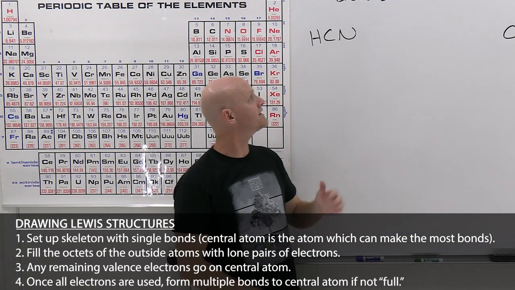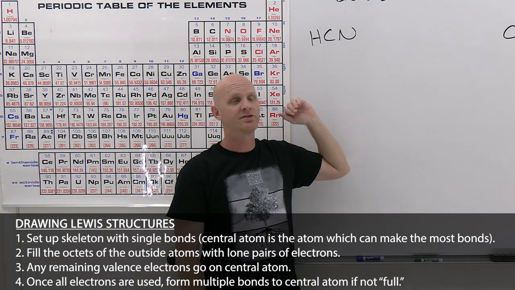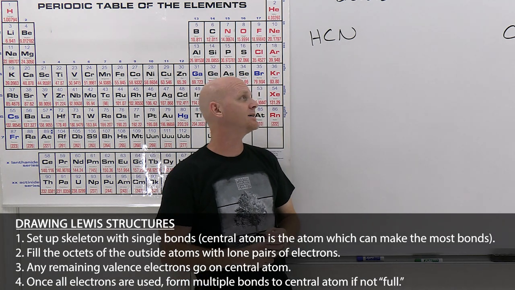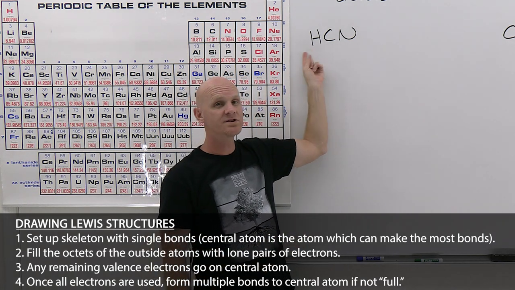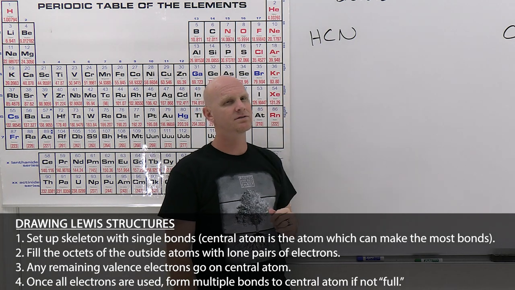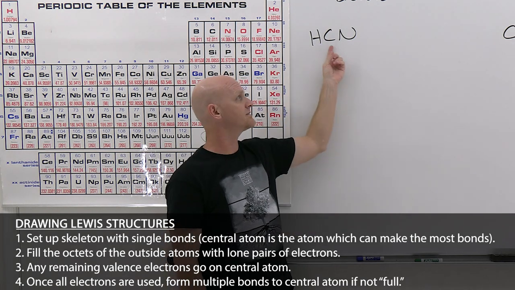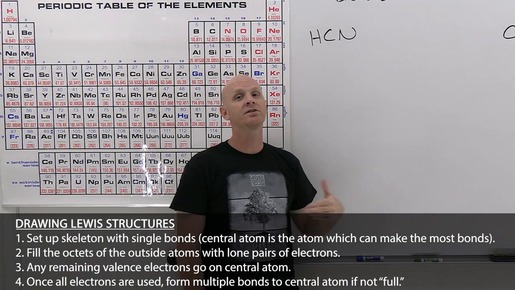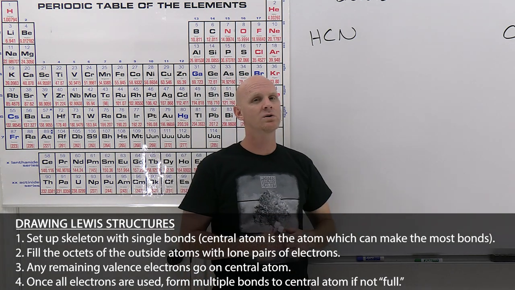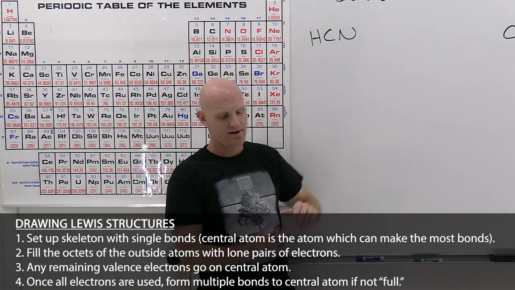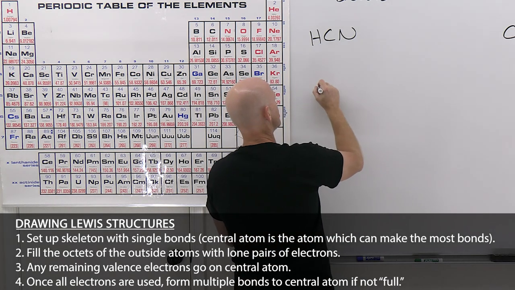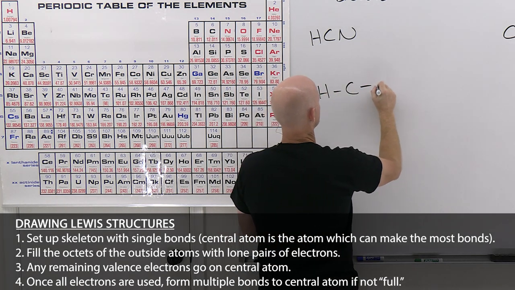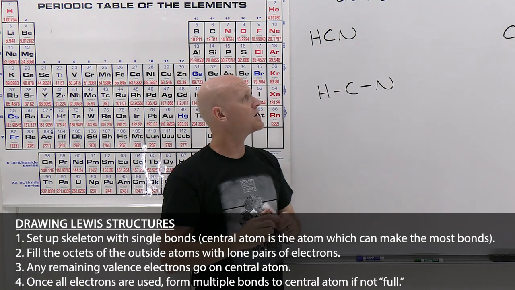All right, next one on the list here is HCN. When you don't have a binary molecular compound, but have more than two elements, usually the least electronegative atom, but not hydrogen, goes in the middle. In that case, this is carbon. And so we're going to set up our skeleton here, like so. And we should count up our valence electrons.